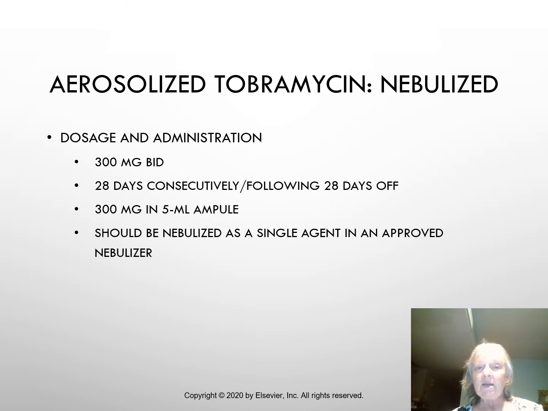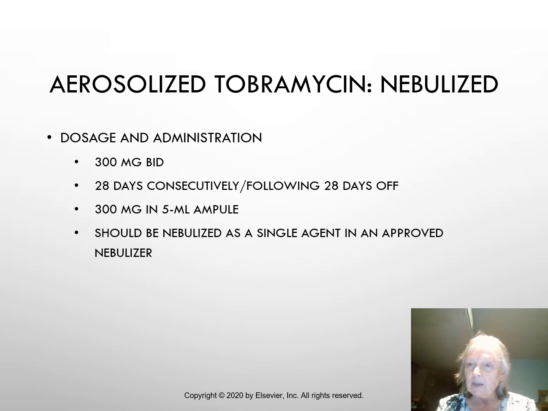300 milligrams twice a day, 28 days consecutively, followed by 28 days off. And you should be nebulized as a single agent in an approved nebulizer. Some of the medications, for example, you can mix your bronchodilators with some of your parasympatholytics. And basically, we see a lot of this, if you remember, with Combivent. That's a combination of albuterol. There's your bronchodilator or beta agonist, and then the Atrovent, which is the parasympatholytic.